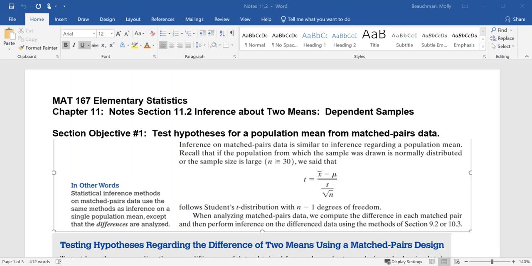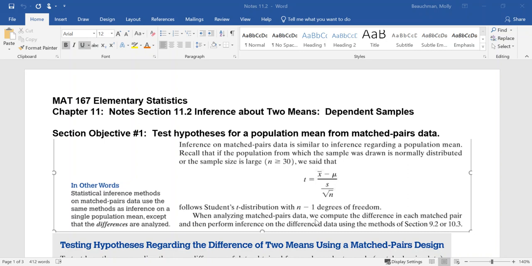In this video, we'll take a look at notes for section 11.2, inference about two means when they're dependent samples. So we're going to test a hypothesis for a population mean from matched pairs data. Inference on matched pairs data is similar to inference regarding a population mean with only one set of data. Recall that if the population from which the sample was drawn is normally distributed and the sample size is large, then the test statistic t follows Student's t-distribution with n-1 degrees of freedom.